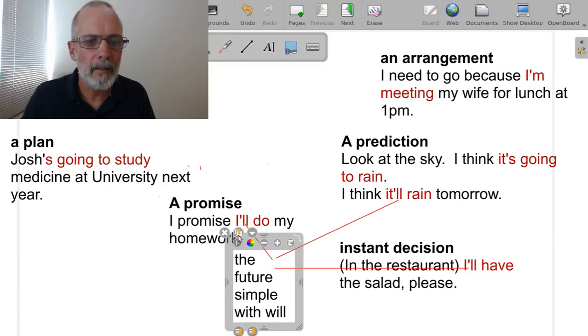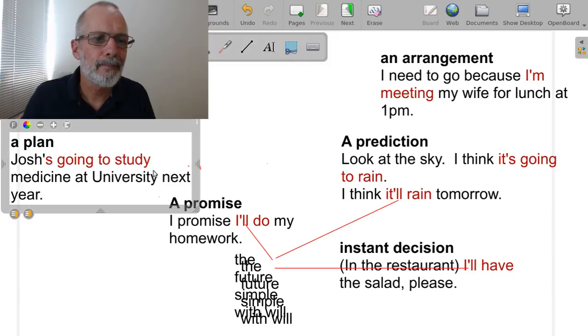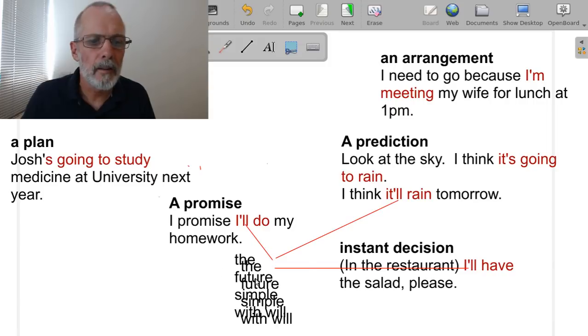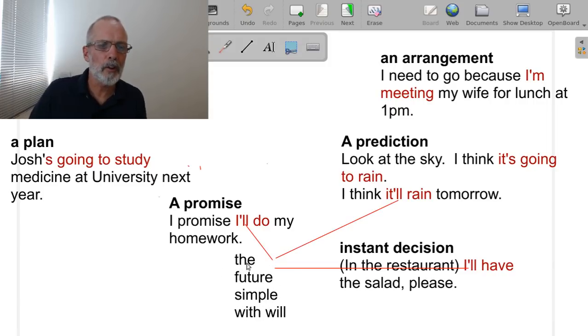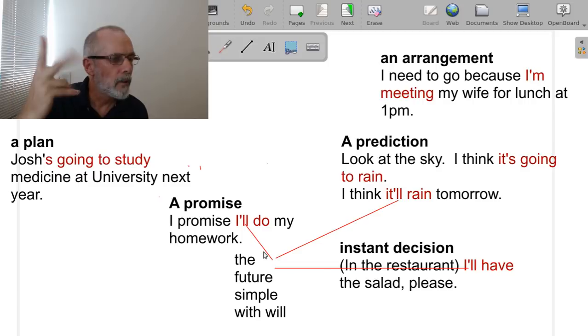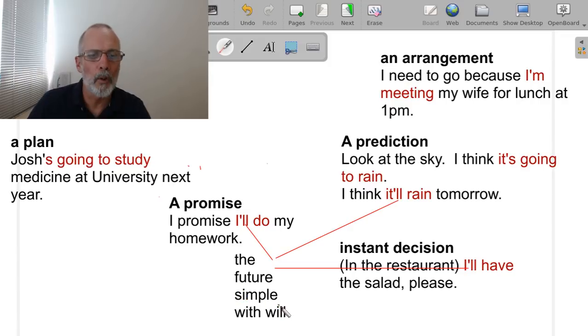Let's put that there. The future simple with will. So the first rule we can see is that the future simple with will, and in a minute we'll look more at how this is formed, we use for promises. I'll do my homework, I promise. We can use it for predictions. It'll rain tomorrow. And we can use it when we make an instant decision.